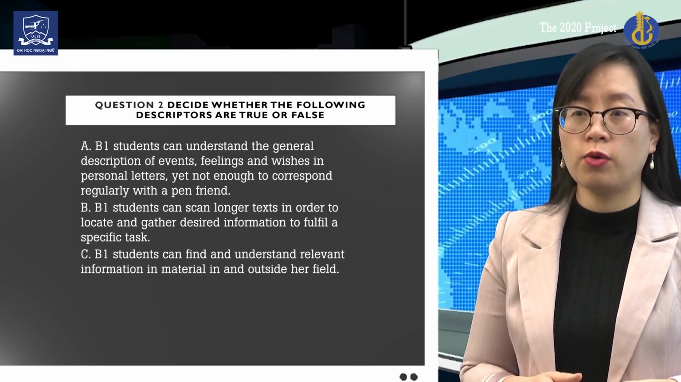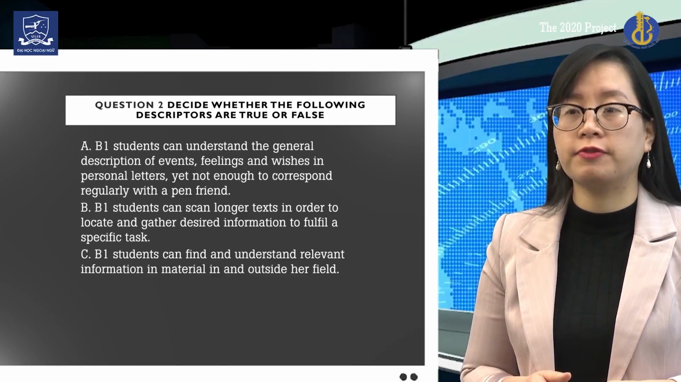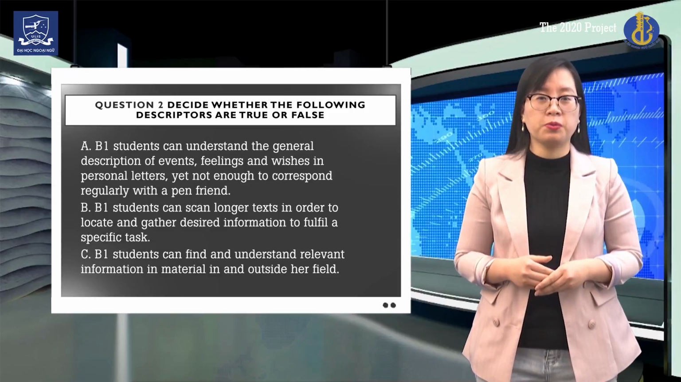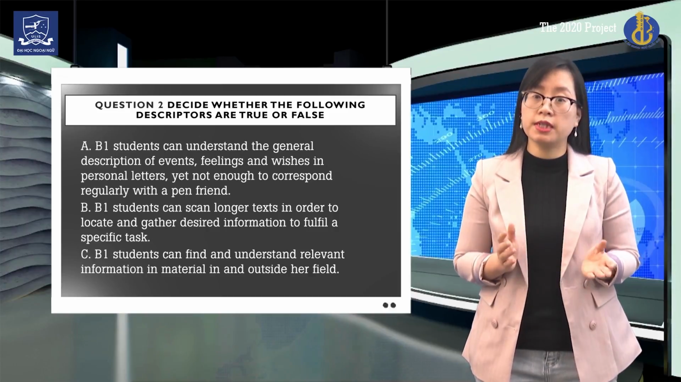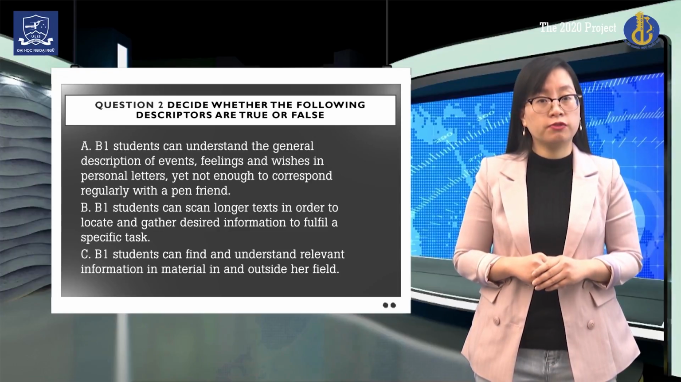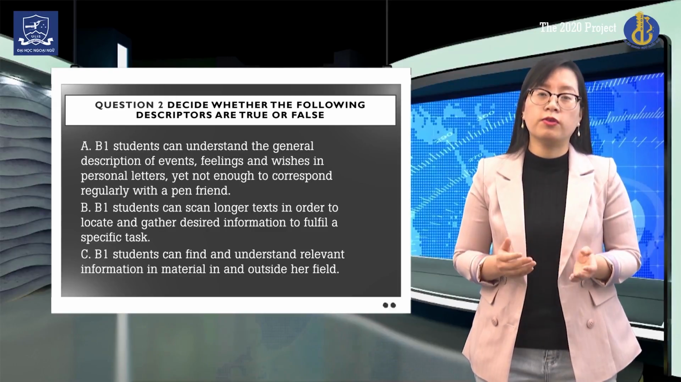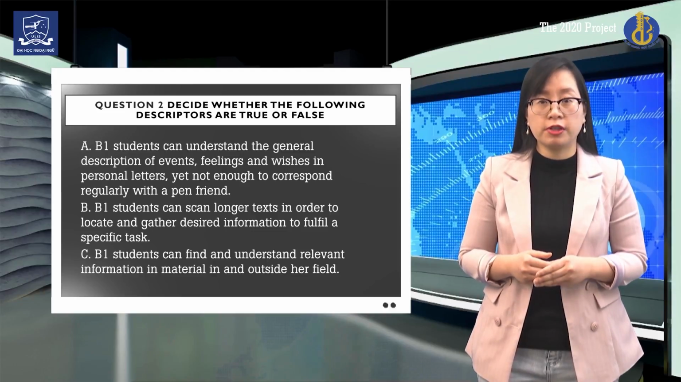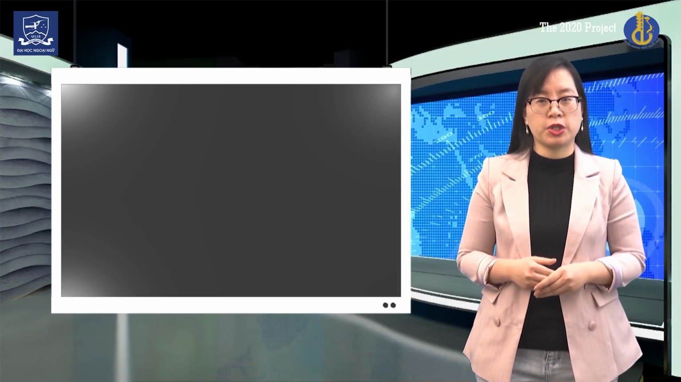Well, A is false because B1 level students can understand well enough to communicate with a pen friend. B is true. At this level, students can read and gather information from different parts of a text or from different texts in order to fulfill specific tasks. C is false. Students can understand everyday material or material of their field, not outside their field. Let's try out another question.